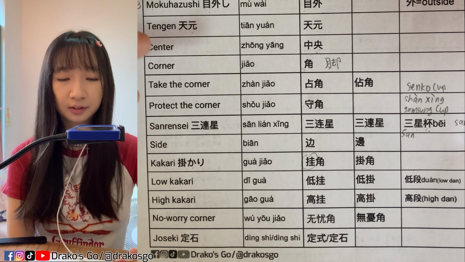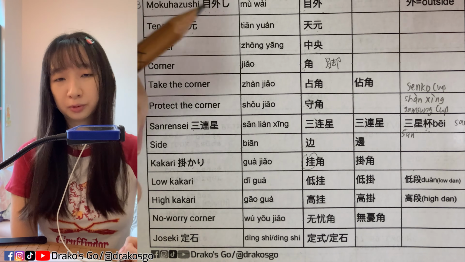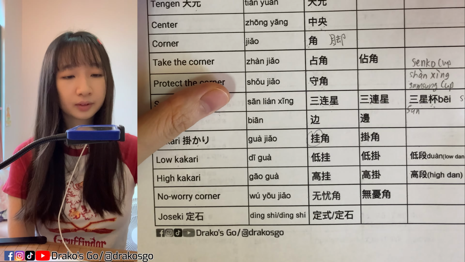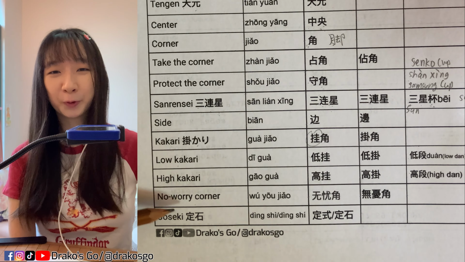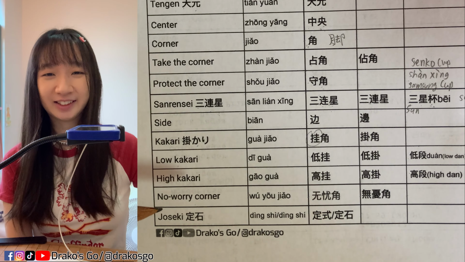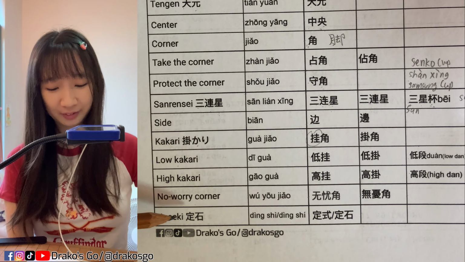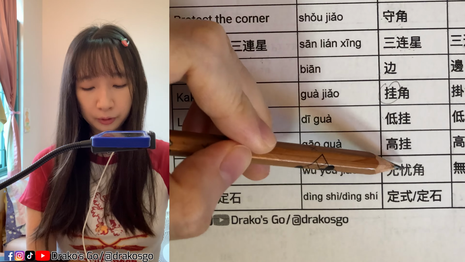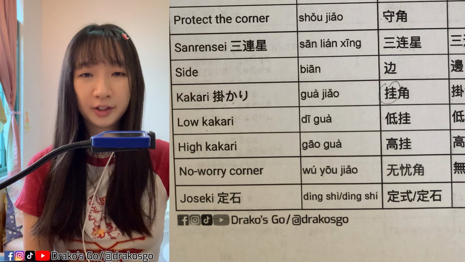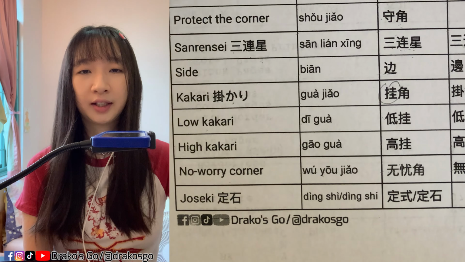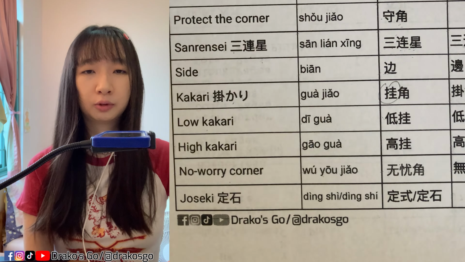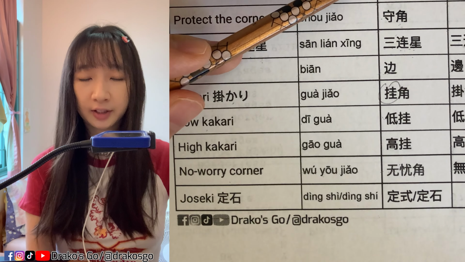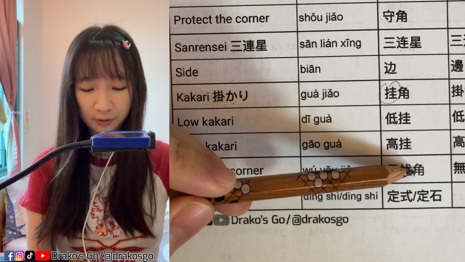挂 means to hang. So in this case, it's kind of like the stone is hanging off the other stone. Okay, this one is quite funny, the no worry corner. So nobody ever says this in English, but in Chinese, we have this thing called 无忧角. So 忧 refers to worry. So 无 means the lack of. So 无忧 will be no worry. And just now we learned 角 is the corner, right? So this is like a no worry corner.